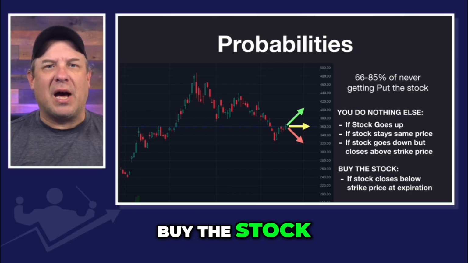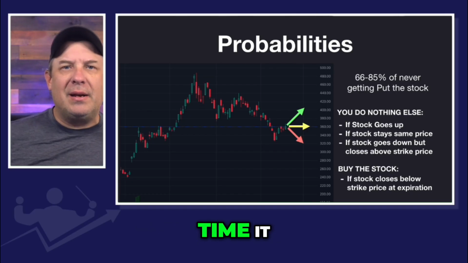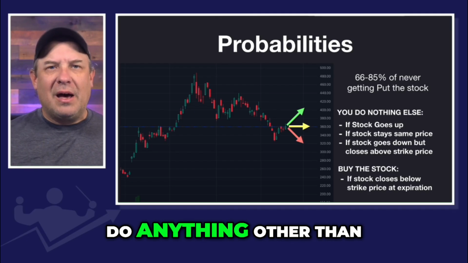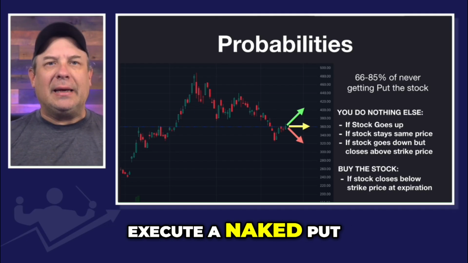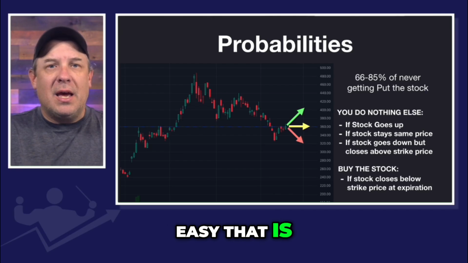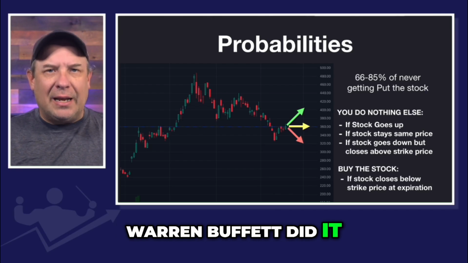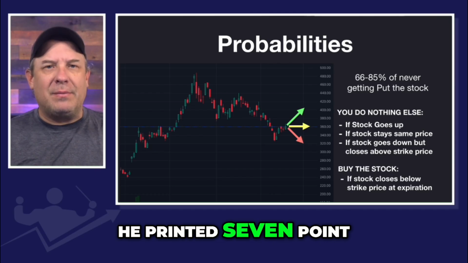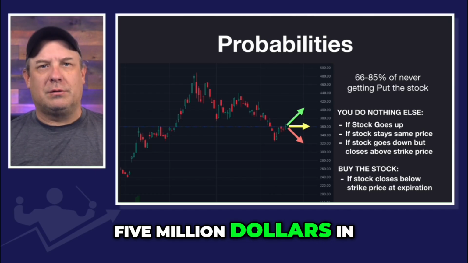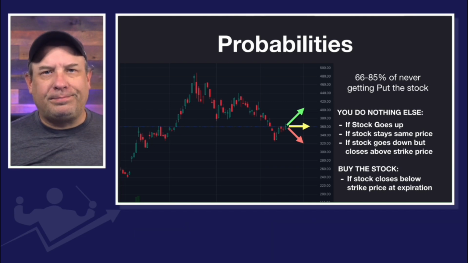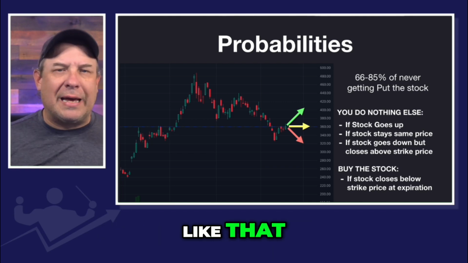You didn't have to buy the stock. You didn't have to time it. You didn't have to sit here and be like, am I in a trend? You didn't have to do anything other than execute a naked put. And you know how easy that is? It's so easy that in a very famous story, Warren Buffett did it in 2 minutes, where he printed $7.5 million in 2 minutes. He did a naked put on Coca-Cola. Made $7.5 million just like that. You could do that too.